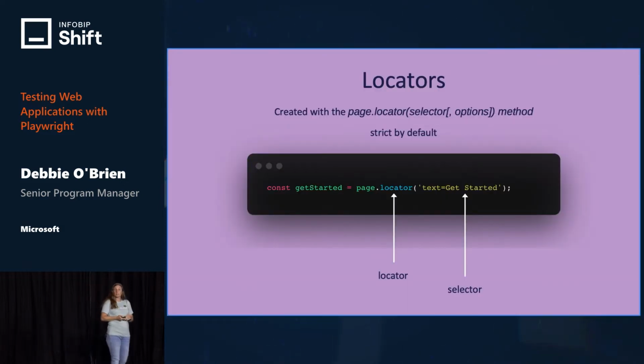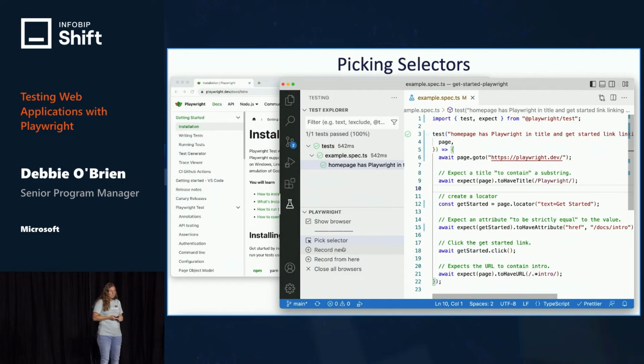So this is what a locator looks like. This is me creating a locator. I'm saying const getStarted. getStarted is my locator. And I'm using page.locator, and the selector I'm using is a text selector. Now you might use a CSS selector or a role selector or any other kind of selector, right? So here I'm just using a text selector. And that's the locator then I can use throughout the code, that getStarted locator.